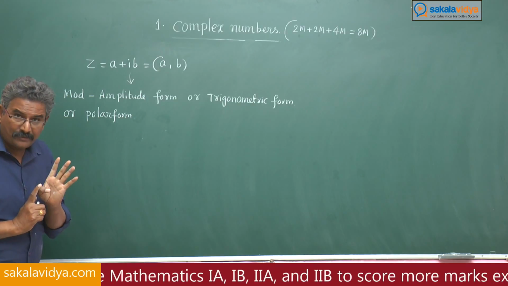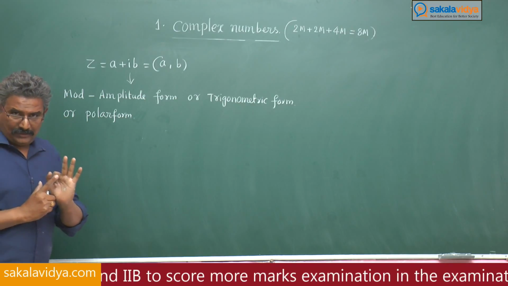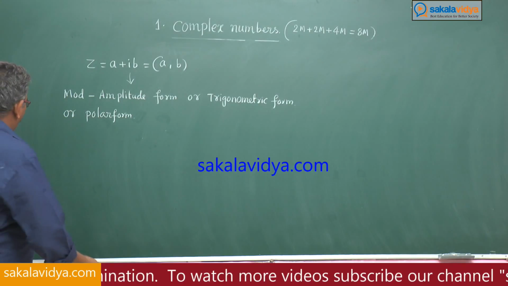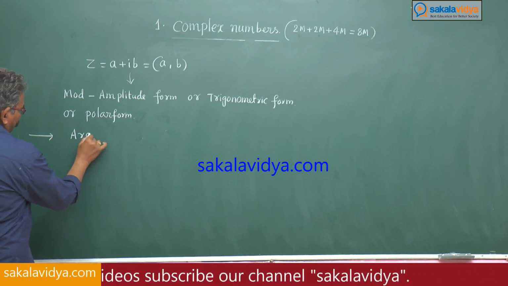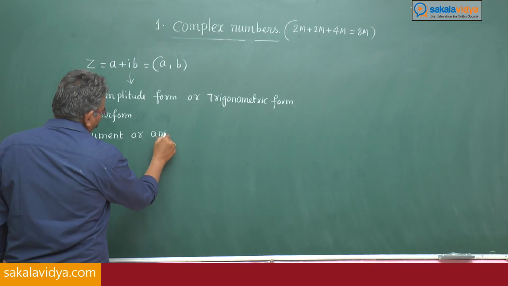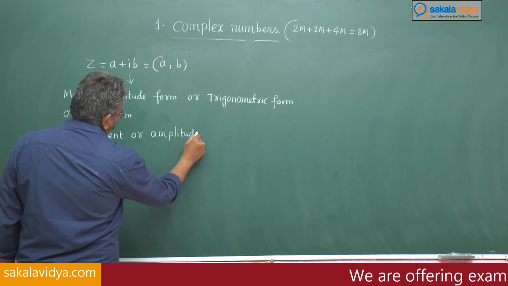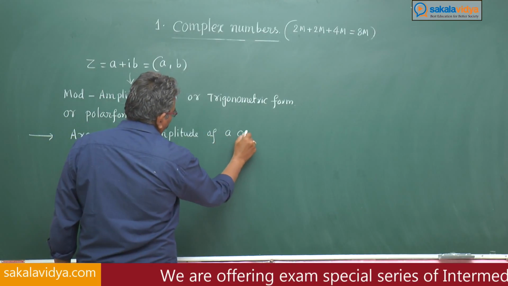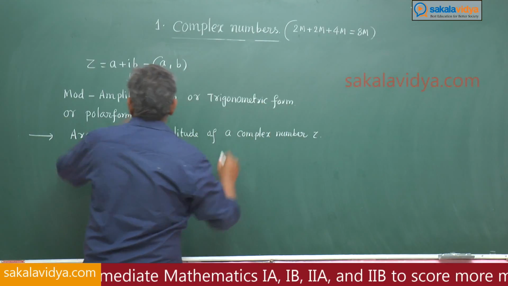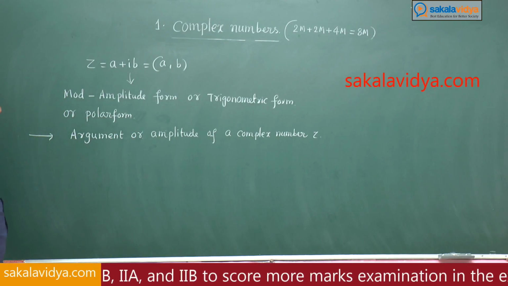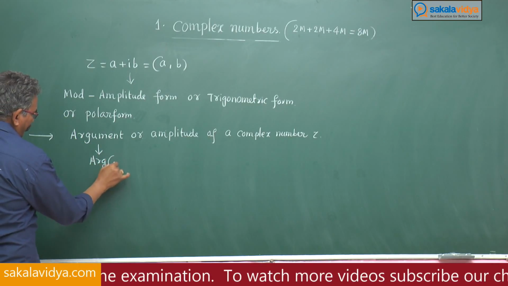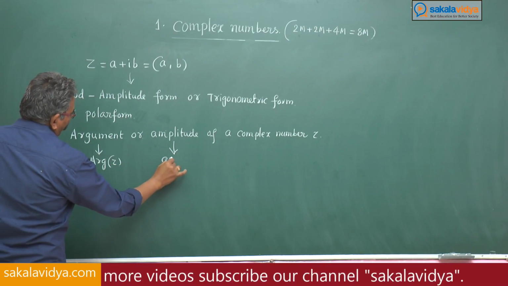One is the modulus of a complex number, and the other one is we have to discuss amplitude or argument, both are the same. Now let us have a discussion on the argument or amplitude of a complex number, for z, let us say for this one only. Argument we can shortly write as arg of Z. Amplitude also we can write shortly as amp of Z.